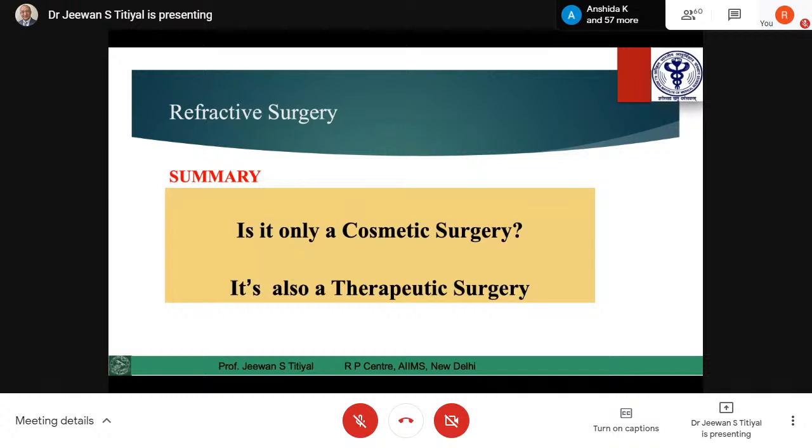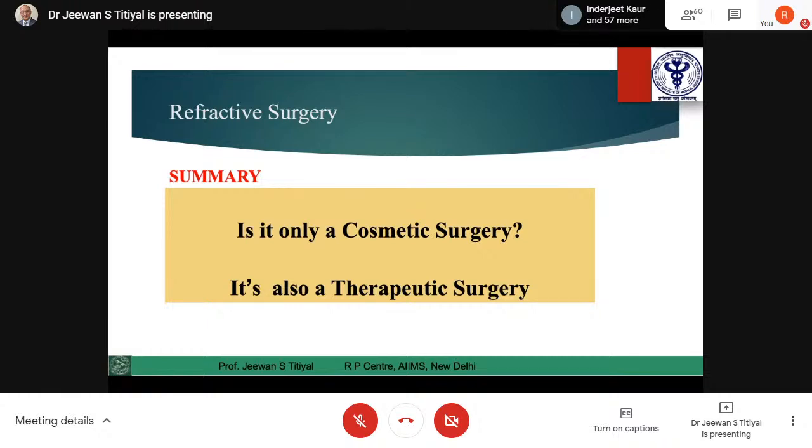It's not going to correct the disease per se, but it's going to correct the refractive error, especially in cases with a high refractive error, because without glasses they are blind. So this is going to improve their blindness category. Second, the psychosocial attachment which is there with these patients is going to be treated by this therapeutic surgery.